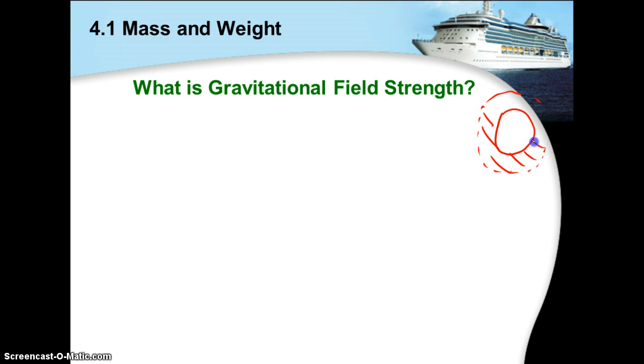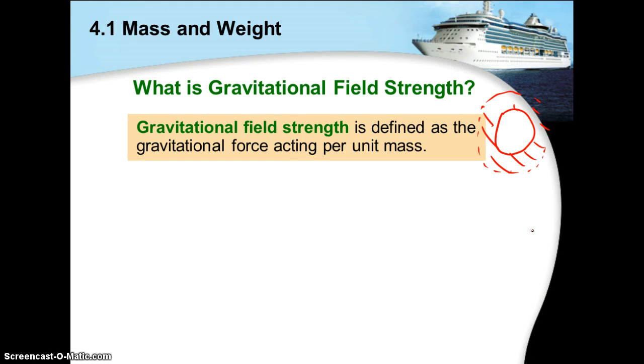So what is gravitational field strength? The field strength is defined as the force acting per unit mass. In general, it just means how strong the force is. Gravitational field strength is defined as the gravitational force acting per unit mass. Force per unit mass. If you remember this, I hope you know what this is, F over m.